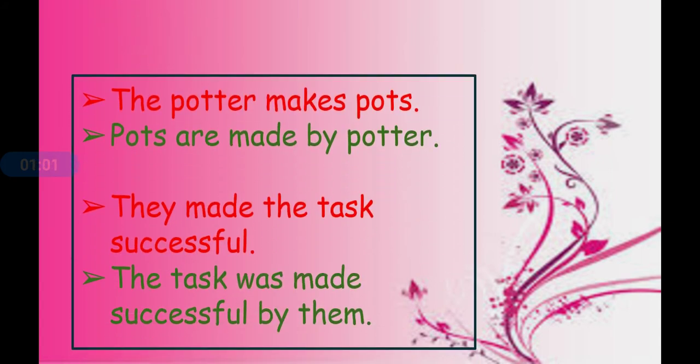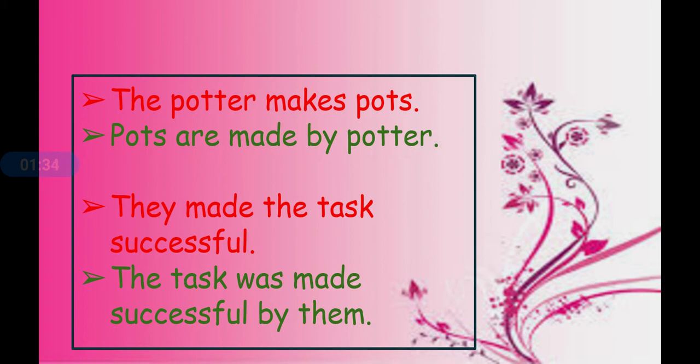The potter makes pots. This sentence is there in active voice. Here, subject is the potter who makes the pot. He is given more importance. Whereas in the second sentence, pots are made by potter. Pots are given more importance and placed in the first. And potter is given less importance and placed at the last. So this sentence is said to be in passive voice.